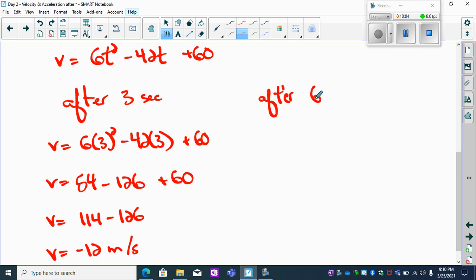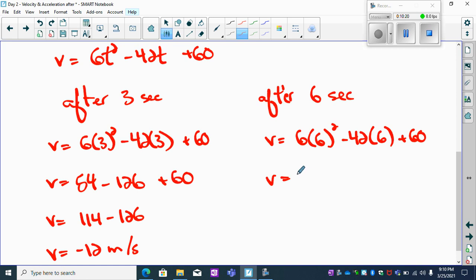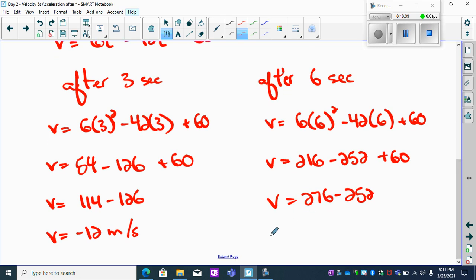After 6 seconds, 6 times 6 squared minus 42 times 6 plus 60. 6 cubed, 6 squared, 36 times 6, that's 216. That gives me 240 and 12, so that's 252 plus 60. 216 and 60 is 276 minus 252. And that gives me 24 meters per second.